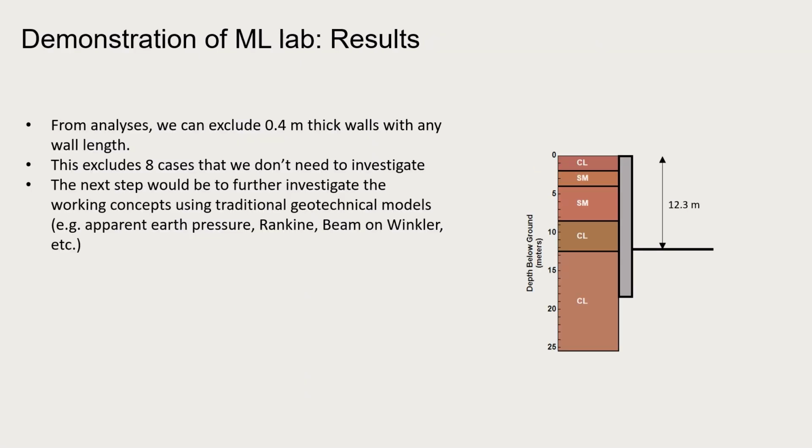Finally, we can summarize the analysis results: we can exclude all 0.4 meter thick walls because they didn't meet the criteria, and this excludes 8 cases that we don't need to investigate. And again, the next step is to investigate the feasible alternatives using rigorous hand calculation and maybe finite elements to confirm these values.